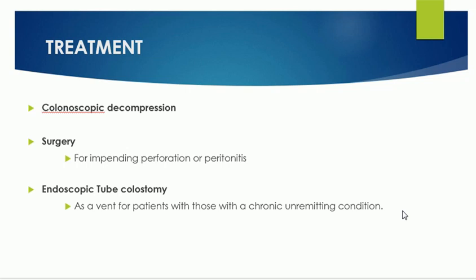Another procedure which sometimes can be done in these patients is endoscopic tube colostomy. This endoscopic placement of a tube as a colostomy acts as a vent for patients with a chronic unremitting condition. In a chronic unremitting condition, it is one place where you can put this endoscopic tube colostomy.